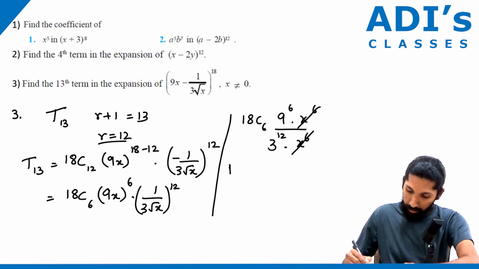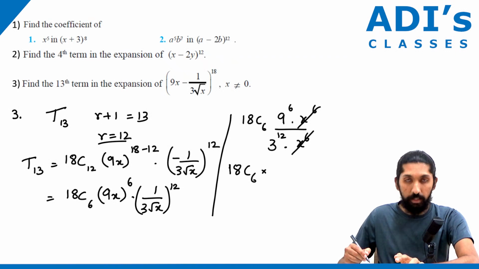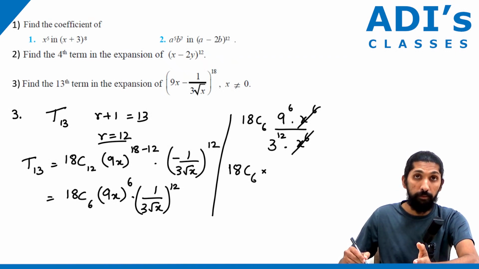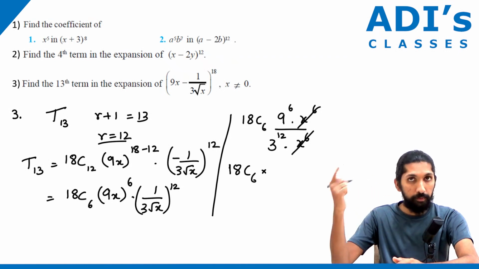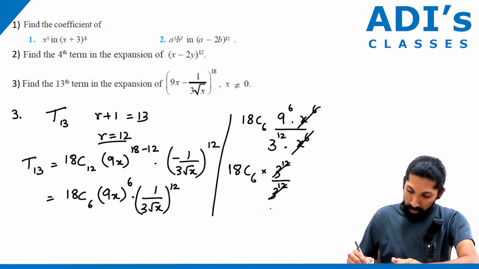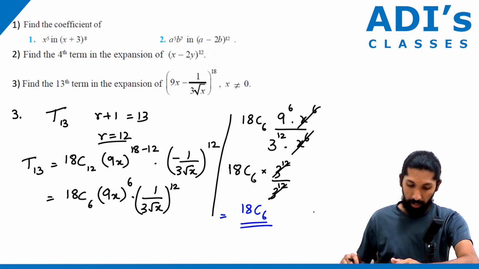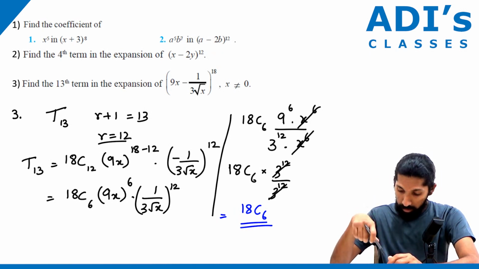So what do we have? 18C6 into, now 9 to the power of 6 is the same as 3 power 12, because 9 is 3 square, 3 square to the power of 6. That means we have 3 to the power of 12 by 3 power 12, which cancels out. So ultimately, what do we get? The final answer is just 18C6. This is going to give us the answer for the third question. Clear? So this is the answer.